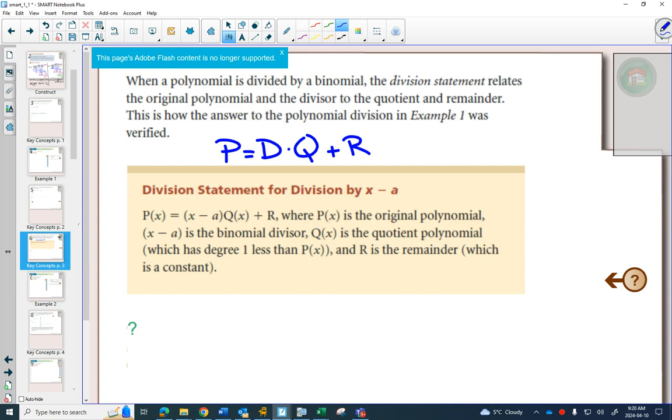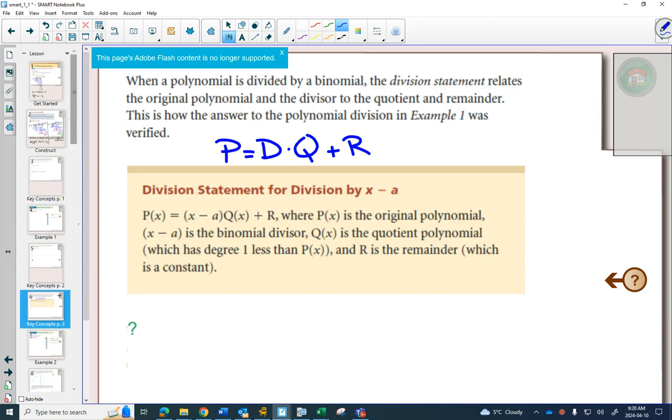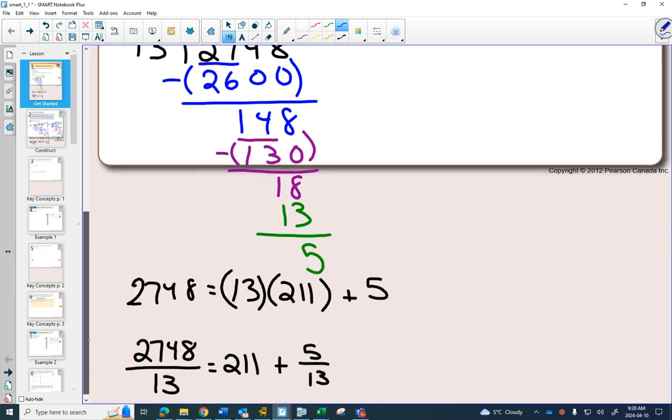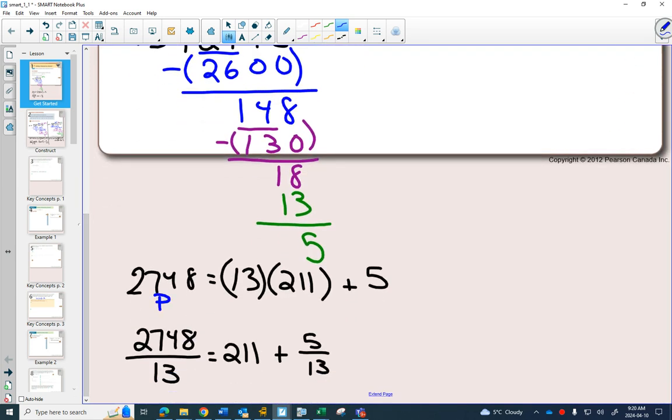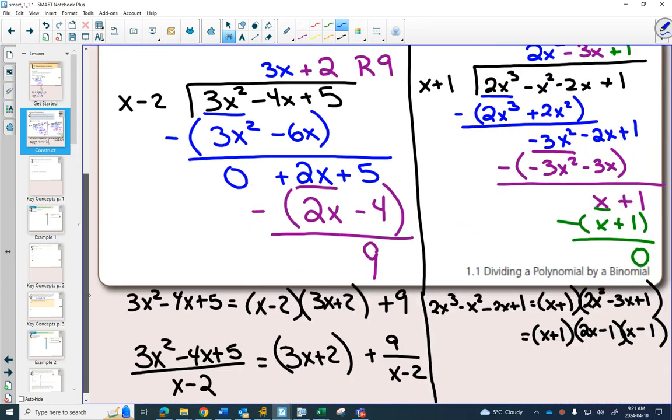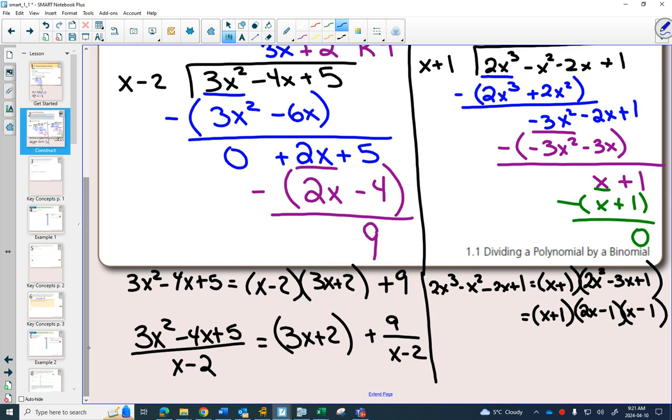And we did this already in our first examples. We did this in our numbers. Notice I took what I started with, which is our P. We divided by 13 as our divisor. We got 211, which is our quotient, plus our remainder. We wrote this out when we did our first one. Here's the polynomial. We divided by x minus 2. We got 3x plus 2 as a quotient, plus our remainder. Questions? Yeah. Same thing on this one.